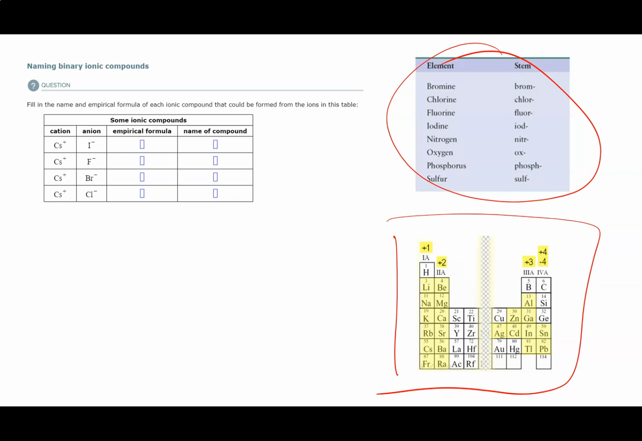So the first column here is asking you to write the empirical formula for the ionic compound formed. And this is real easy in this case, because if we look here, every cation is the cesium plus cation, and then the anion always has a -1. So what this means is that these guys are always going to combine in a 1-to-1 ratio, right? If you have equal and opposite charges, they always combine 1-to-1. So this is just going to be CsI, CsF, CsBr, CsCl. So nice and simple, no crossover, nothing fancy.